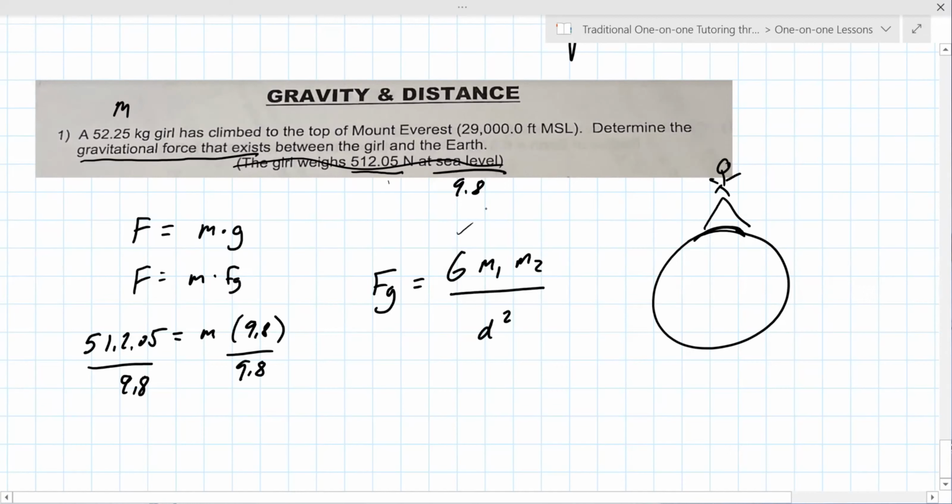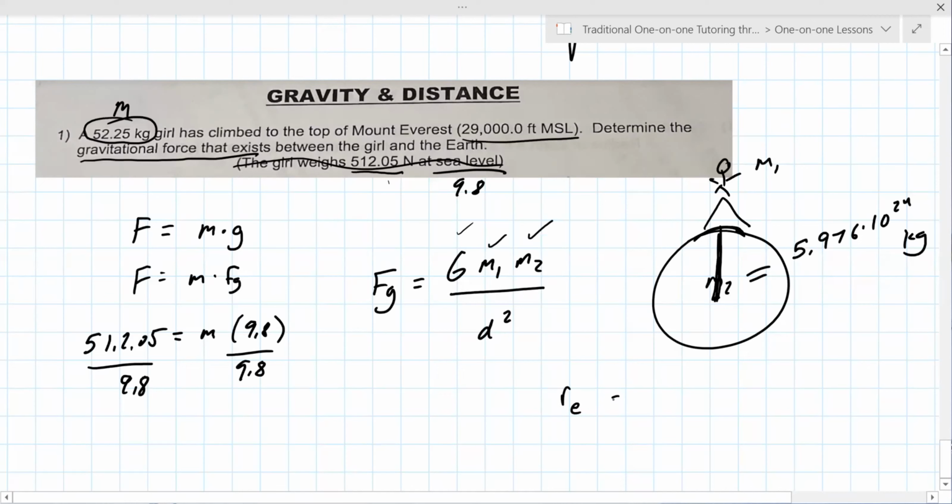Okay. So we're trying to find this. We know G, yay, we got G. M1 is 52.25. M2 is the mass of the Earth. That's where you need to know that value, which is 5.976 times 10 to the 24th kilograms. Okay. So we got M1, we got M2. Do we have D? Yes. The distance to the center of the Earth is the radius of the Earth, right? You've got the radius of the Earth plus Mount Everest.